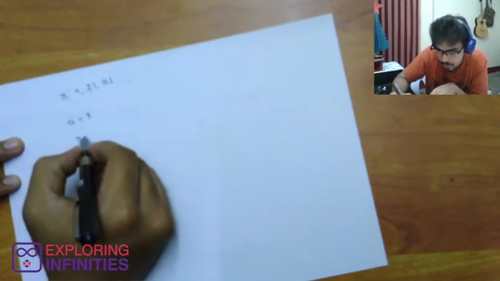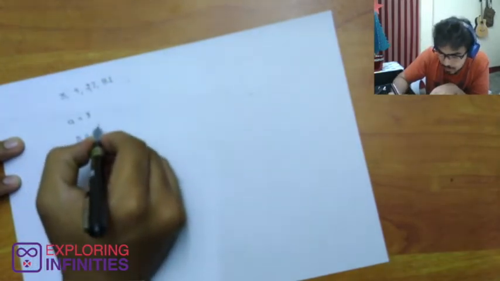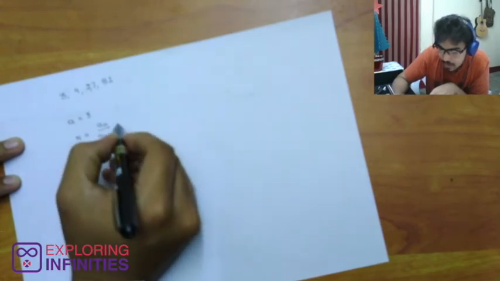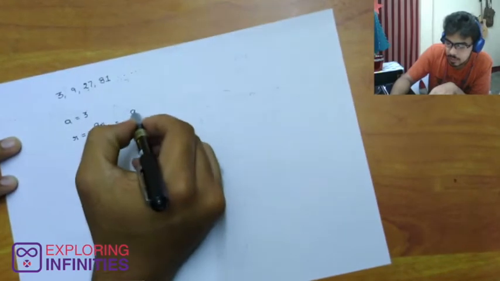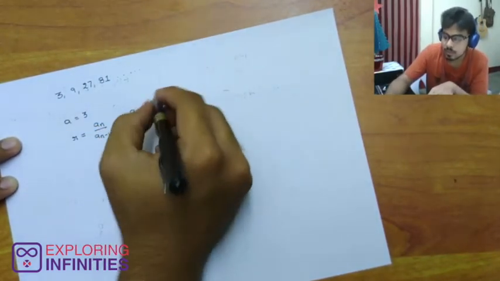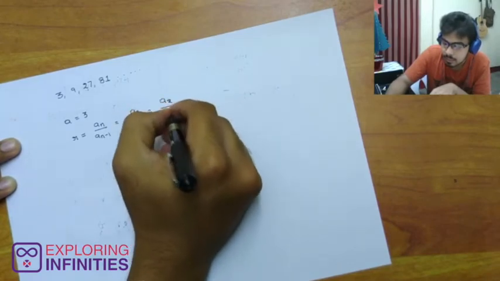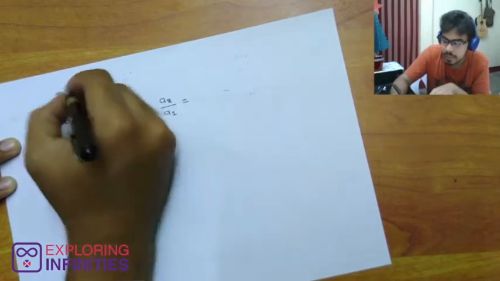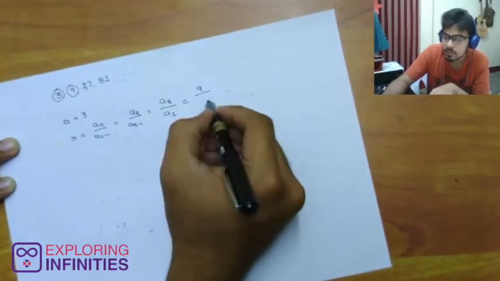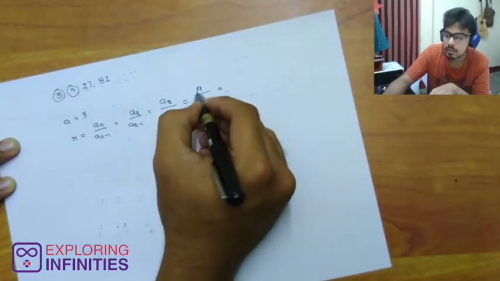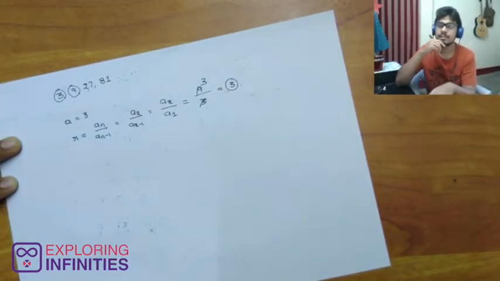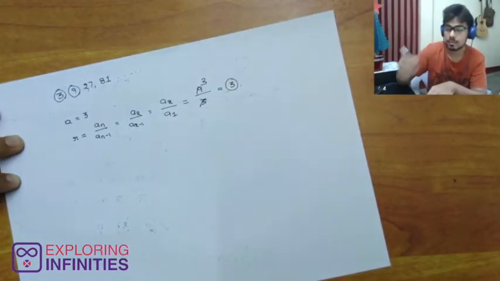Common ratio is found by the formula an by an minus 1. Let's put n is equal to 2. a2 by a2 minus 1 is equal to a2 by a1, which is, a2 is 9, a1 is 3, 3 threes are 3. Therefore, common ratio is 3. Wow, that seems very simple.